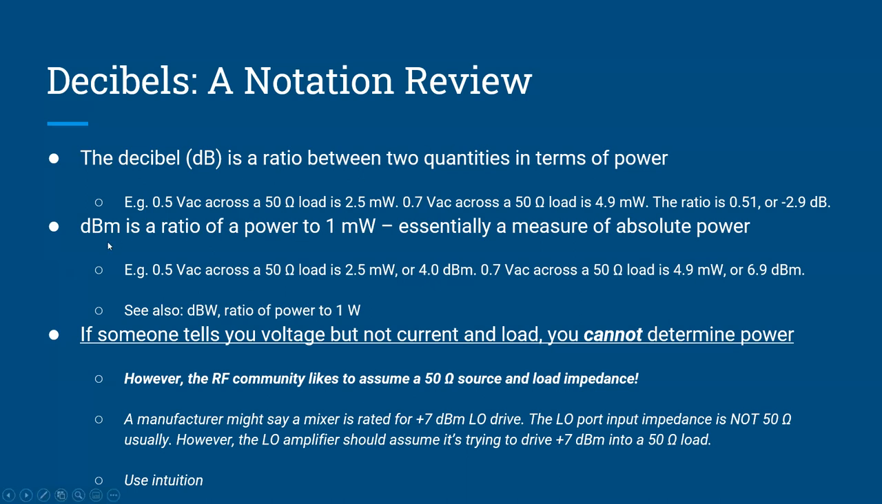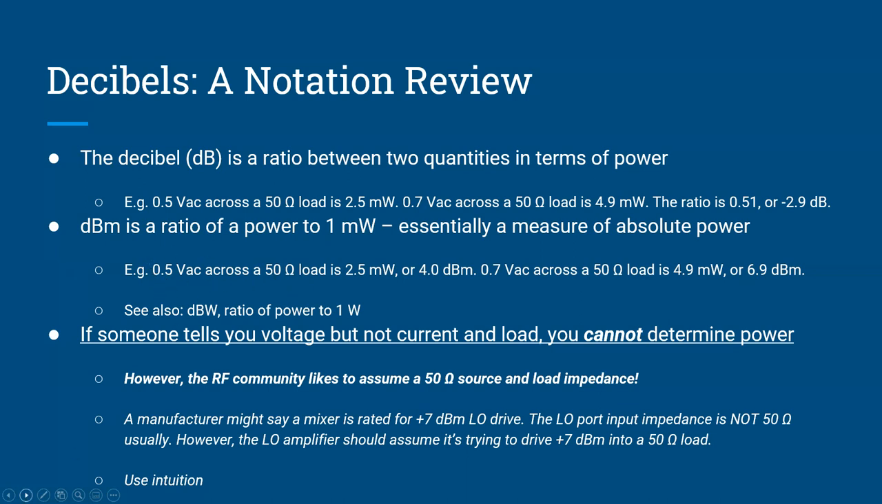Anyway, and then dBm, that's when you're talking absolute power, not just a ratio of two power quantities. So with dBm, the quantity you're taking the ratio with respect to is 1 milliwatt. So dBm is in fact absolute power, unlike dB. So here I have an example. We have 0.5 volts amplitude across a 50 ohm load. So 0.5 squared divided by 50 divided by 2.